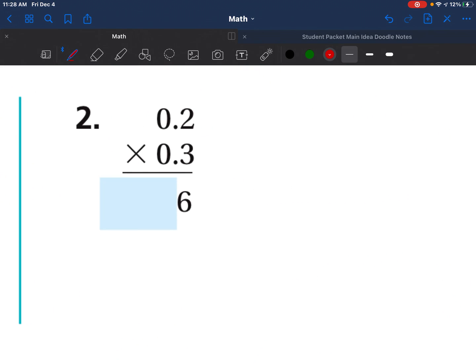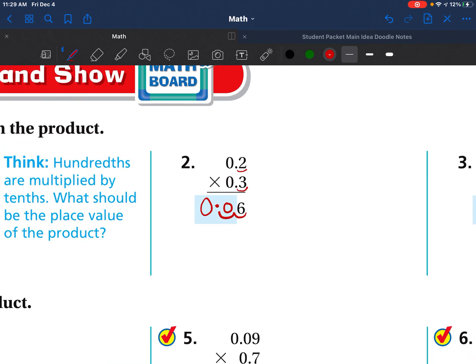Let's look at number 2. So I look at this and I go, okay, I know 3 times 2 is 6. That's easy. How many decimal places do I have? I have 1, 2. So I go 1, 2, put in a placeholder 0, and that's my answer.